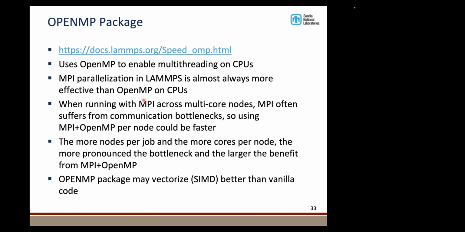The exception is if you're running MPI across many nodes. Sometimes you'll have high communication overhead for MPI, and you can lessen that bottleneck by using some OpenMP threads, and so that could be faster. The more nodes you have, the more cores per node, the larger the bottleneck could be. The more you're strong scaling, the less work per atom, the larger the benefit for MPI plus OpenMP. Another advantage is that the OpenMP package may vectorize (SIMD vectorization) better than just the regular non-accelerated code.